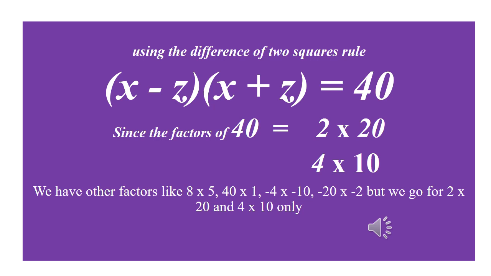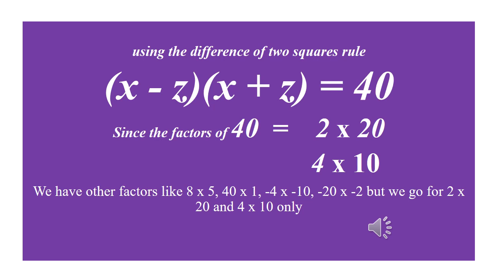Using the difference of two squares rule, because we have x squared minus z squared, we have two squares there, x squared and z squared. Then the difference there is the minus. So that's why we are using the rule now. So we have x squared minus z squared equals 40. So we use difference of two squares. We have x minus z into bracket and x plus z into bracket equals 40.